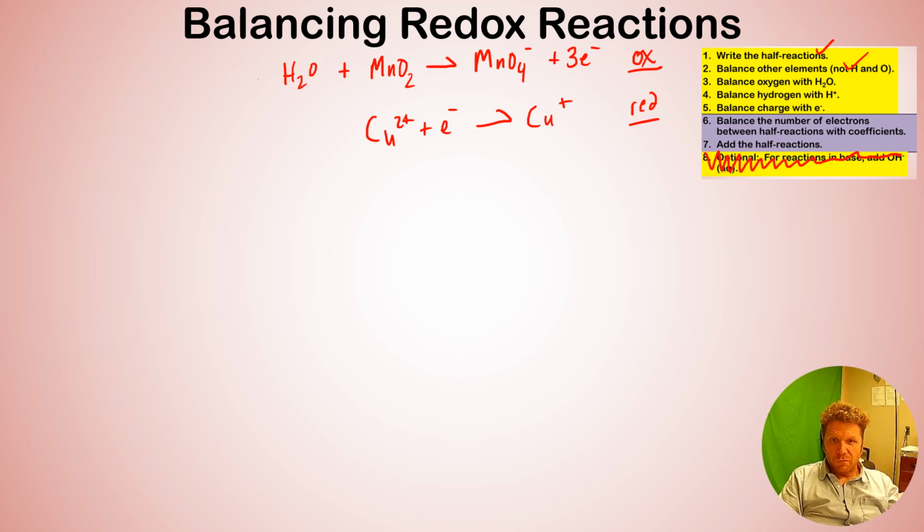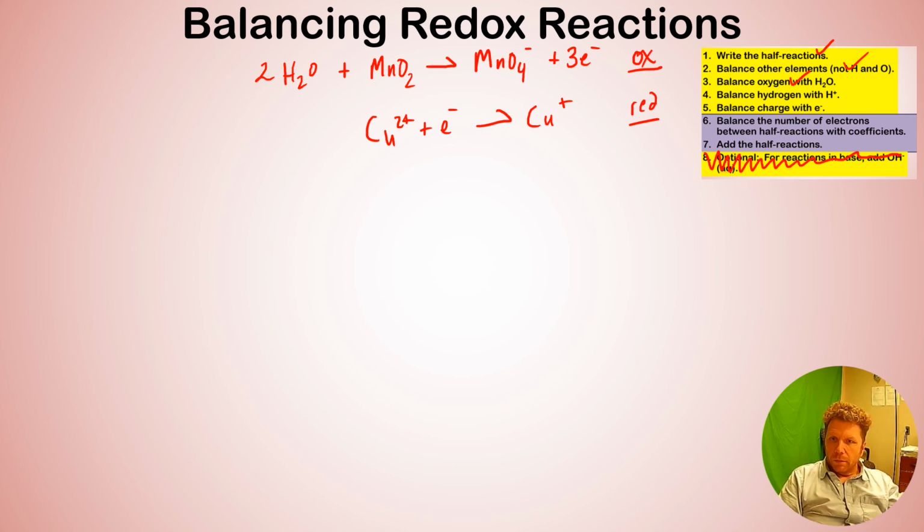Now I need a coefficient in front of that because I've got 2 oxygen on my reactant side, 4 oxygen on my product side, so I'm going to say 2 H2O. Okay, so then my reduction reaction, I don't have any oxygen, so I do not have to worry about that, so I'll check that off.